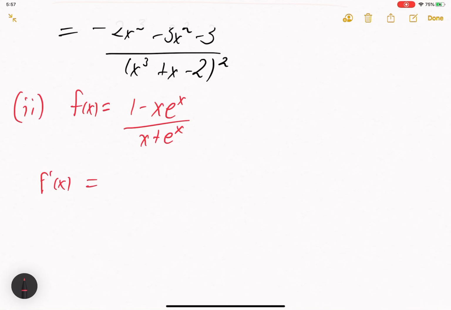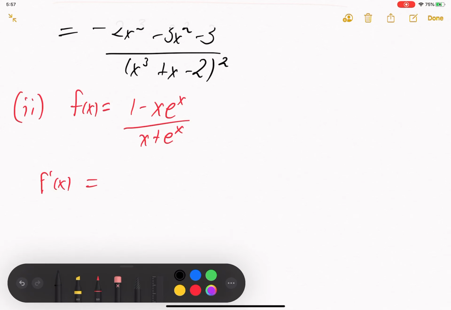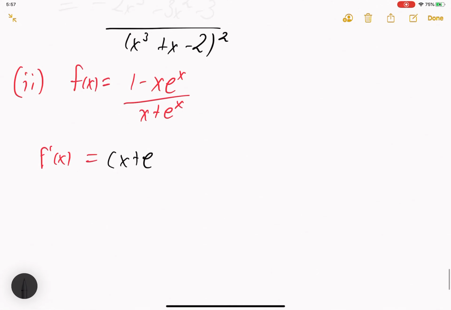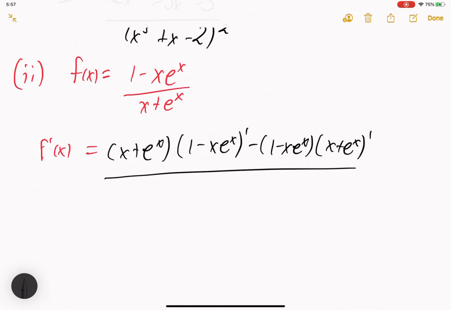All right, so our second example that we're going to do is f of x is equal to (1 minus x) times e to the x, divided by x plus e to the x. So this right here, this will be like a chain rule. Well, not like a chain rule, this will be a quotient rule, my bad. So remember, it's going to be low, so x plus e to the x, d high, so (1 minus x) e to the x, prime, minus high, so (1 minus x) e to the x, then d low, so x plus e to the x prime, all over low squared.